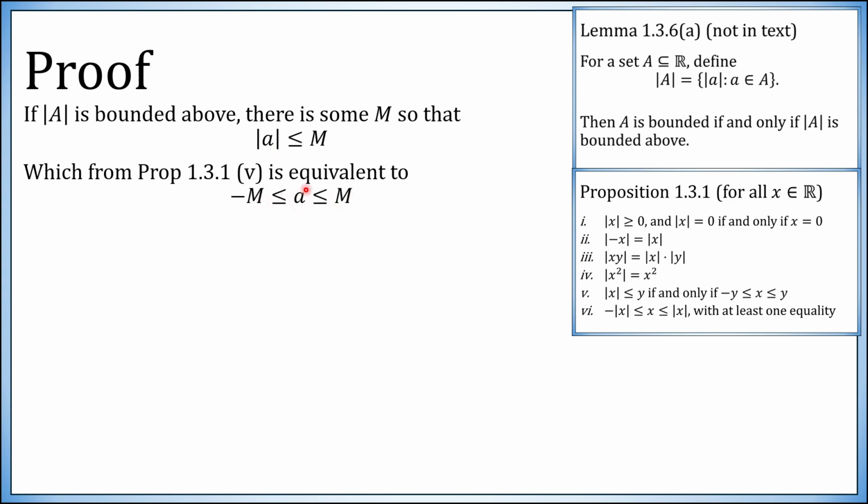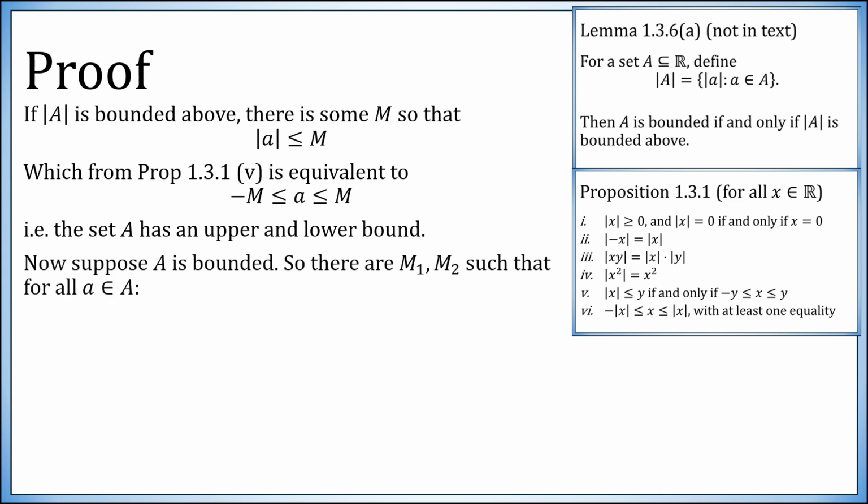Since this holds for every element of A, we have found an upper bound, capital M, and a lower bound, negative capital M. I'm not claiming this is a supremum or anything like that, just an upper and a lower bound. Now we've got to go the other way. Suppose that the set capital A has an upper and a lower bound. So let's call the lower bound M1, upper bound M2. Every element of the set is in between these two numbers.